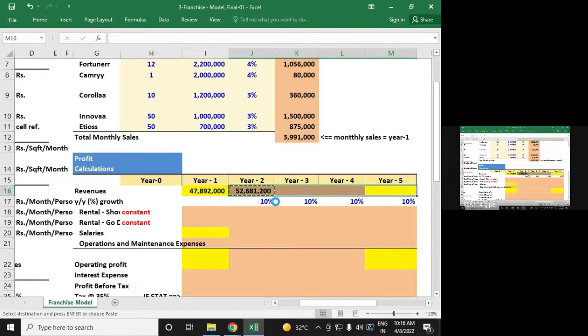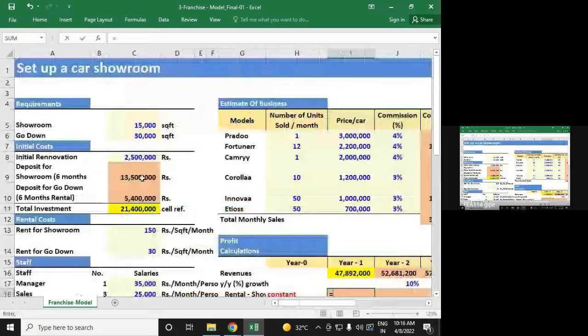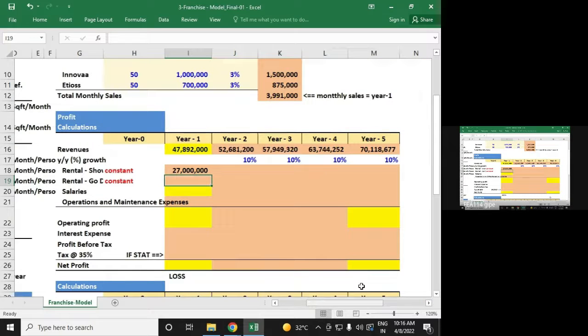You increase the sales by 10%. So we'll apply the growth formula. Last year's sales plus 10% of last year's sales. Then showroom rent is 1 crore 35 lakhs was the rent for 6 months. So annual will be into 2, and because it is not going to change, we'll put a dollar sign to it.